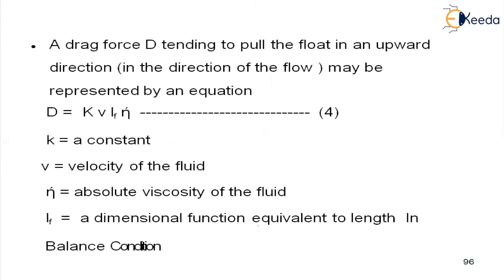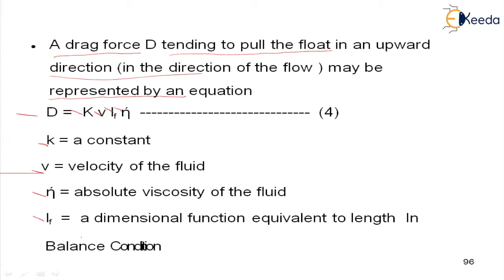Now there is one more force that is going to act, a drag force. Because of this drag force D, the float tends to be pulled in the upward direction, in the direction of the flow. This drag force is represented by the equation D equal to K into V into IF into eta, where D is the drag force, K is a constant, V is the velocity of the fluid, eta is the absolute viscosity of the fluid, and IF is a dimensional function equivalent to length.